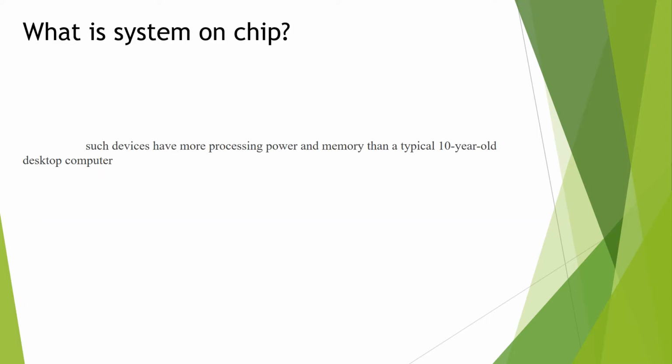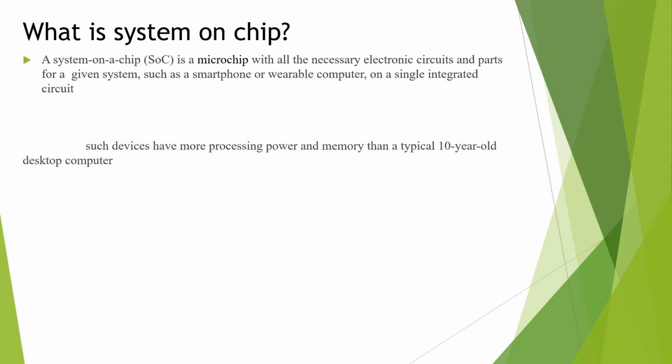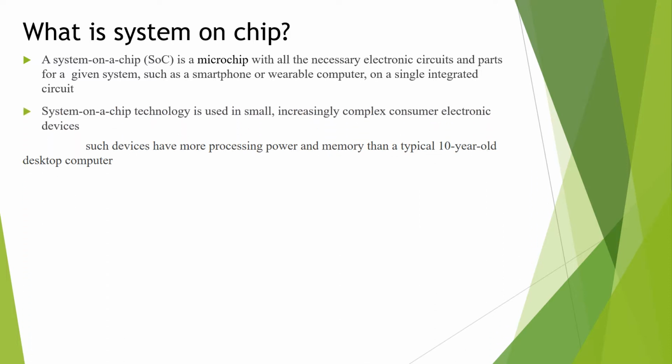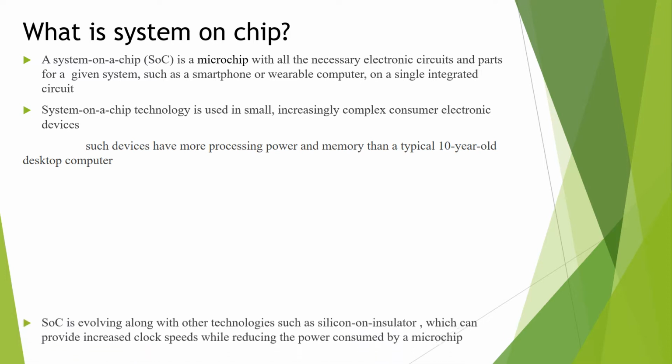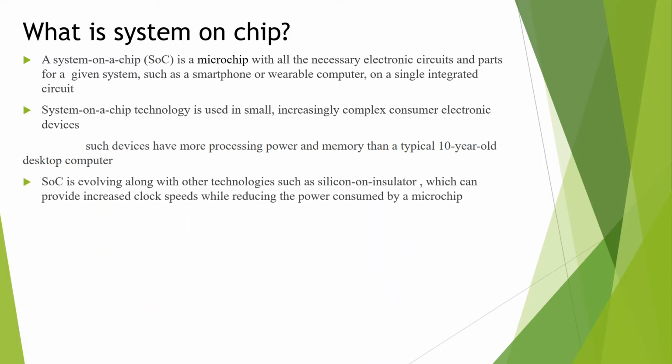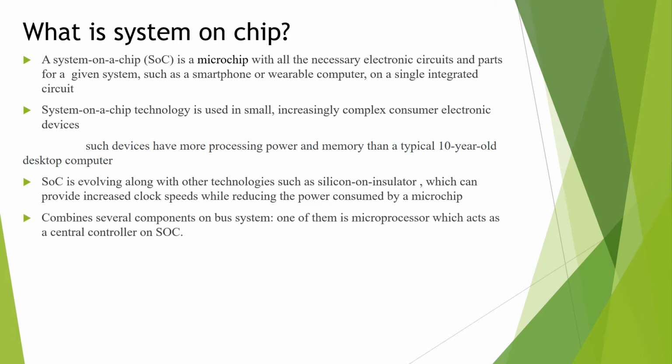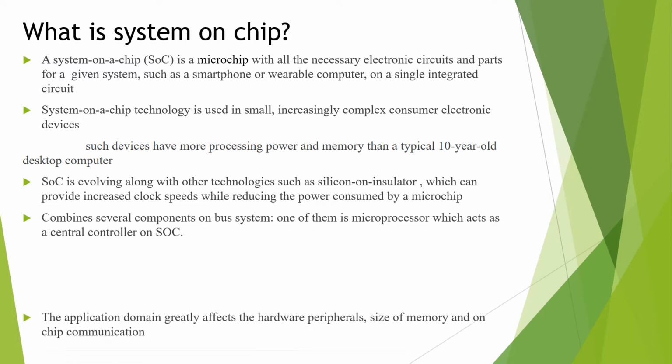A system on a chip is a microchip with all the necessary electronic circuits and parts for a given system, such as a smartphone or a wearable computer, on a single integrated circuit. System on a chip technology is used in small, increasingly complex consumer electronic devices. Such devices have more processing power and memory than a typical 10-year-old desktop computer.